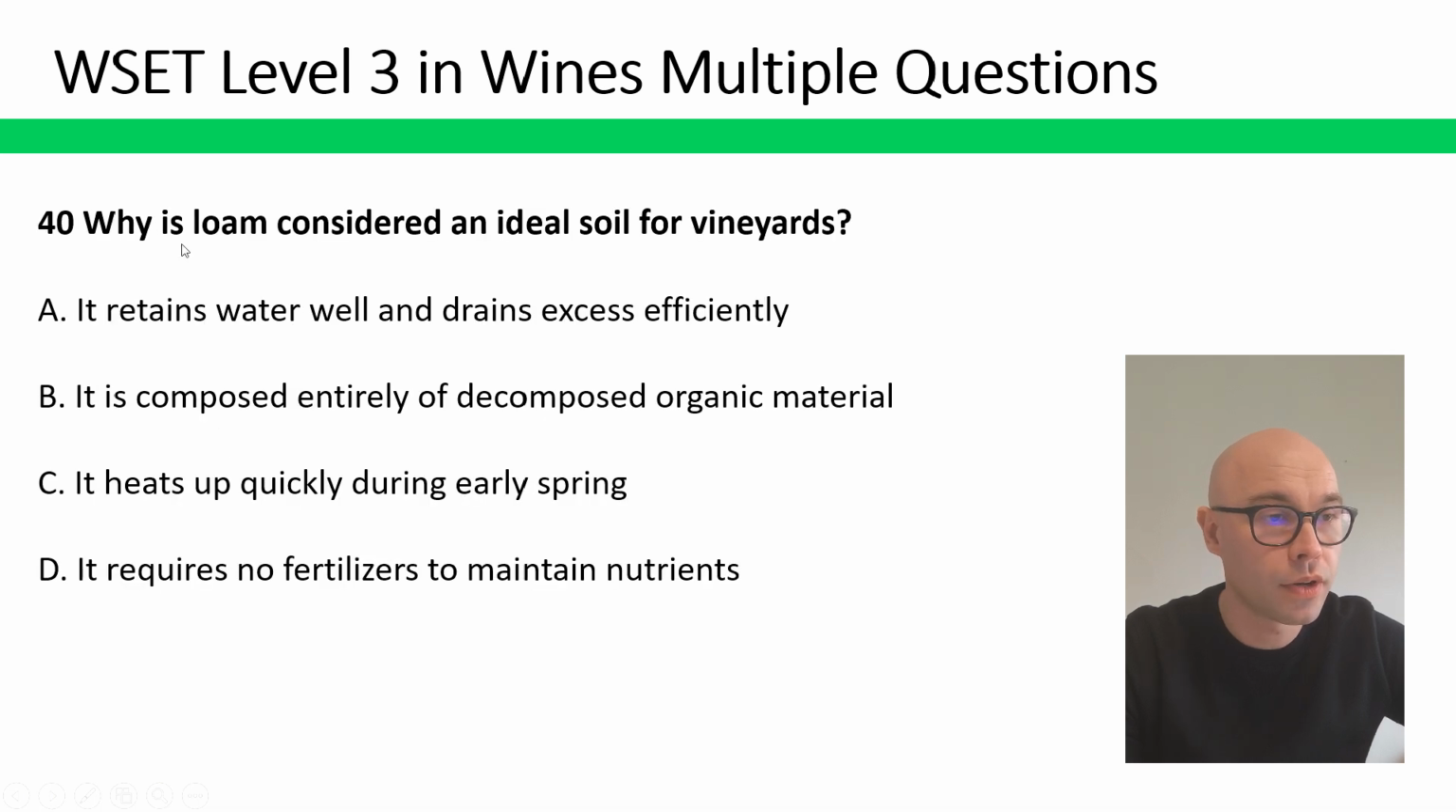Why is loam considered an ideal soil for vineyards? It retains water well and drains excess efficiently. It is composed entirely of decomposed organic material. It heats up quickly during early spring. It requires no fertilizers to maintain nutrients. The correct answer is B. No, my apologies. The correct answer is A. It retains water well and drains excess efficiently.